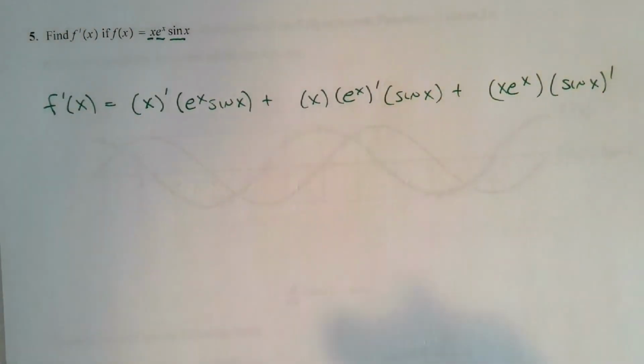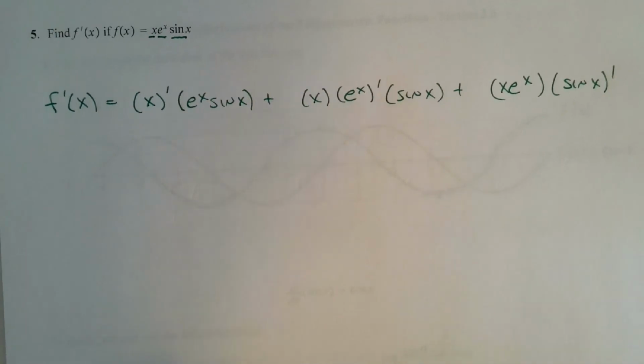If you have a product of 10 functions, and you want to find its derivative, you take the derivative of the first function times the remaining 9, then you take the derivative of the second function times the other 9, third function times the other 9, derivative of the fourth function times the other 9. Do all those products, add them all up, and that's your derivative.